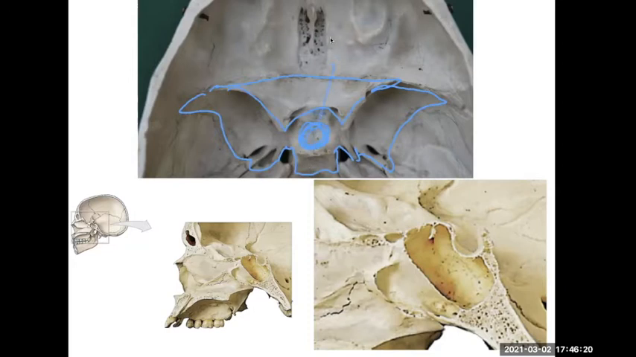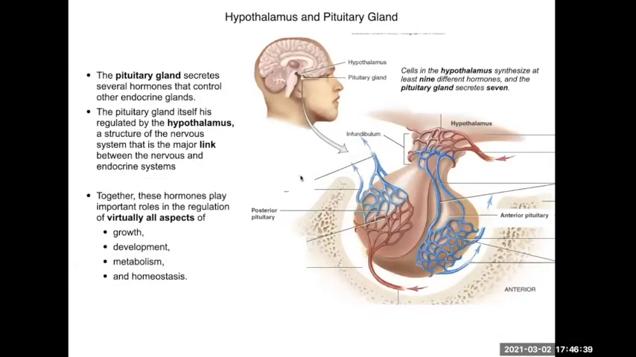This is called the sella turcica, so that's one of those things you have to identify. That's where your pituitary gland is sitting, right here. And so the hypothalamus must be somewhere over here in real life. So your hypothalamus and your pituitary gland are sitting up there in your skull.